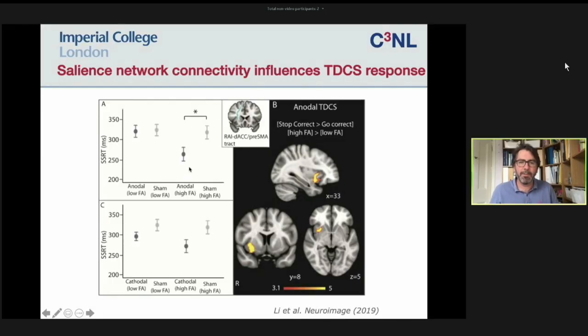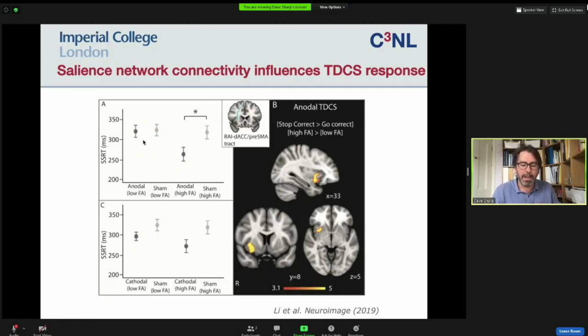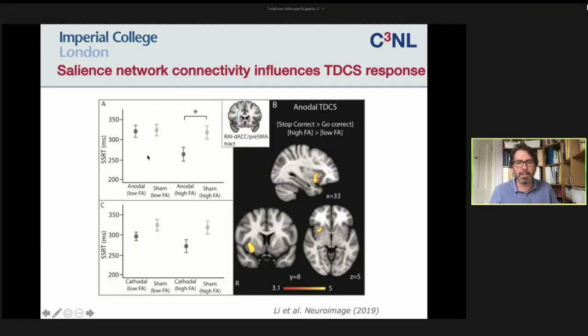So specifically, if you had high FA within this tract, your improvement on the SSRT was very significantly greater than if you had low fractional anisotropy. So essentially, the structure of the tract, particularly in the context of anodal stimulation, influenced your response. That was the behavioral response.